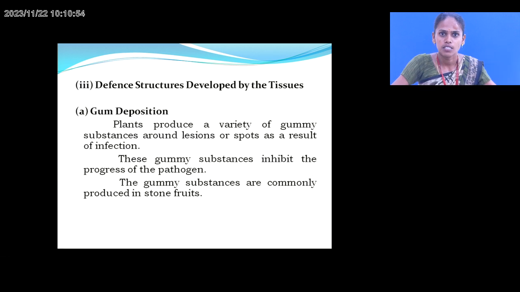The third type is defense structures developed by the tissues. It is again divided into three types. The first one is gum deposition. Some plants produce a variety of gummy substances around the lesions and spores as a result of infection. These gummy substances inhibit the progress or development of the pathogen. These gummy substances are commonly produced in stone fruits.